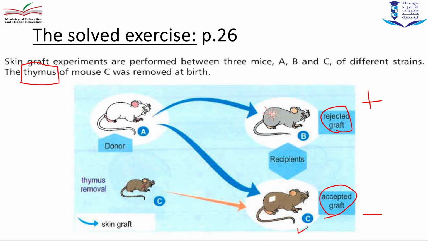يعني عم تنرفض، عم تنقبل الجرافت. فإذا the thymus is the organ responsible for the graft rejection in mouse B. يعني الثايمس هو اللي عم يعمل rejection. بس كيف؟ هلا بنشوف كيف.